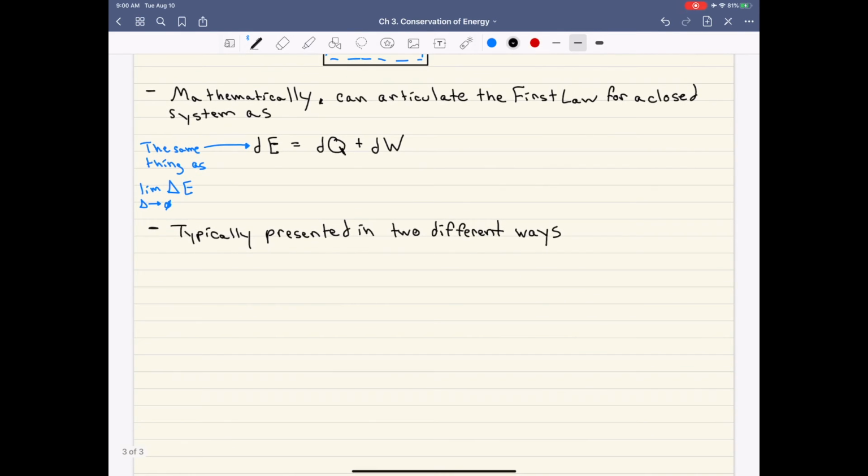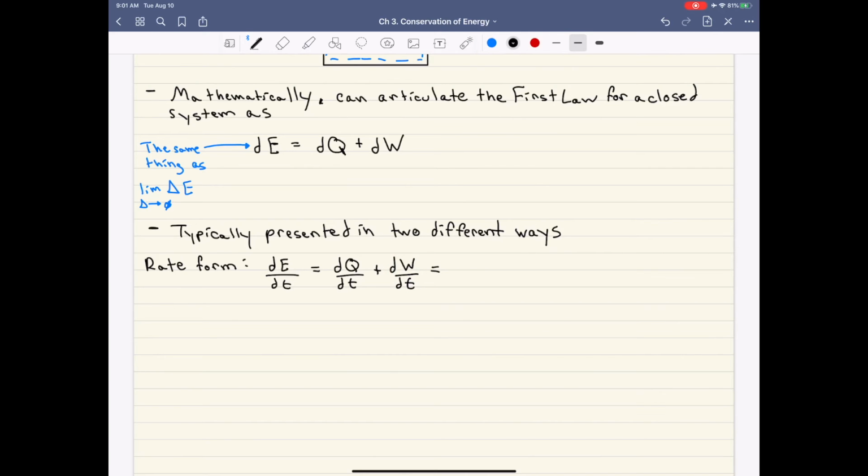The first way it can be presented is in a rate form. And so here, the way we present it is we take our dE, dQ, and dW, and we divide them by dt. And so mathematically what we're doing now is we're taking the derivative of energy with respect to time. Okay? And we also do the same thing with the heat and with the work.